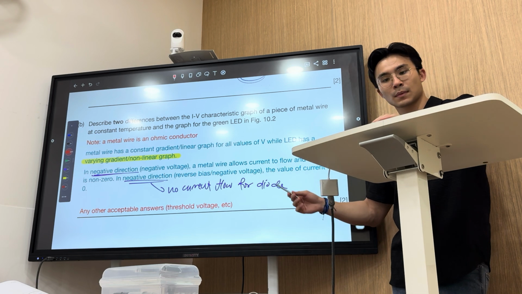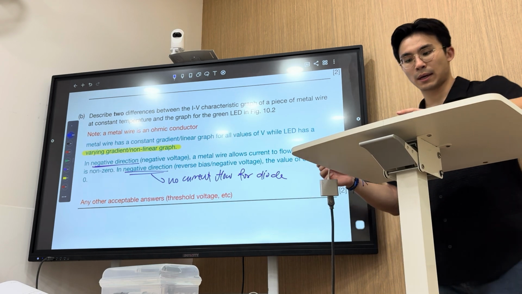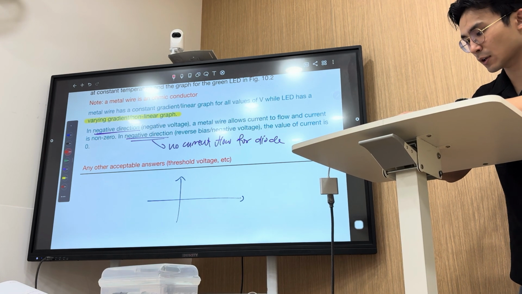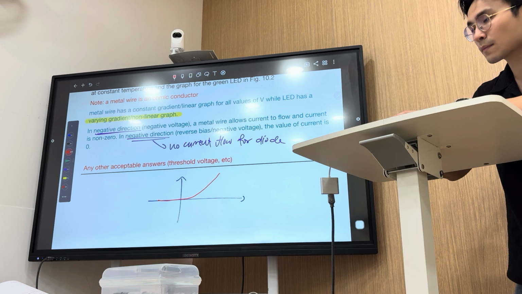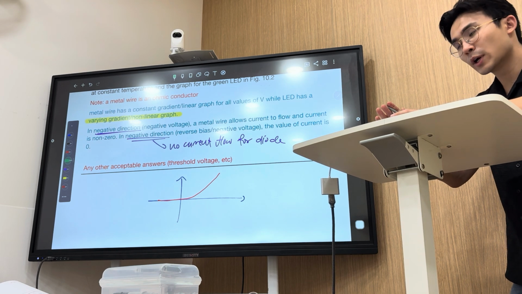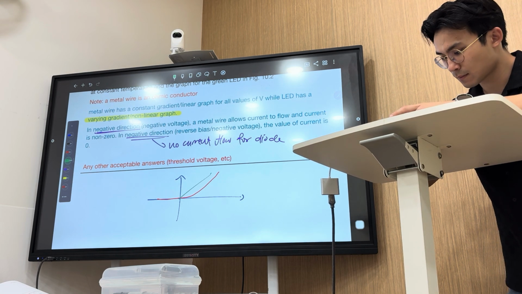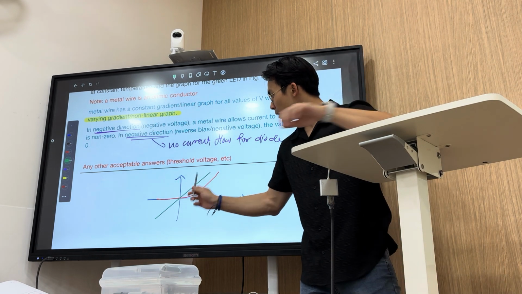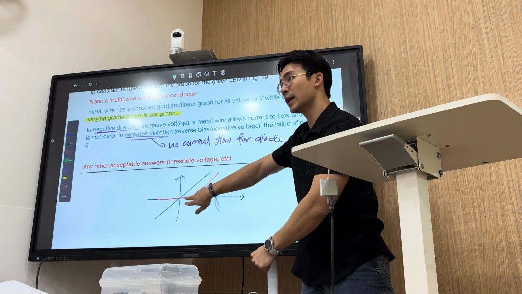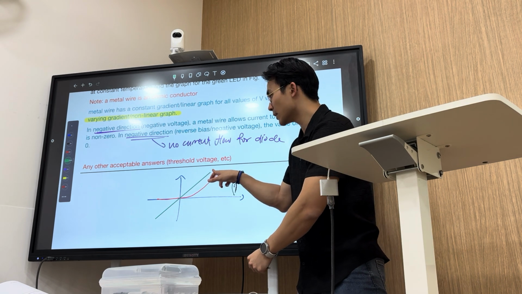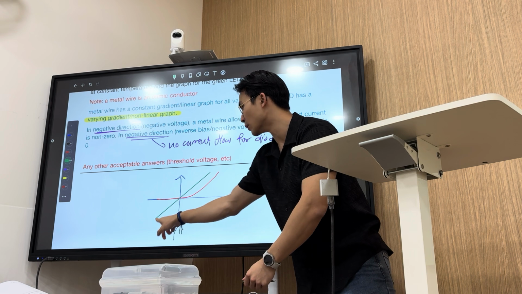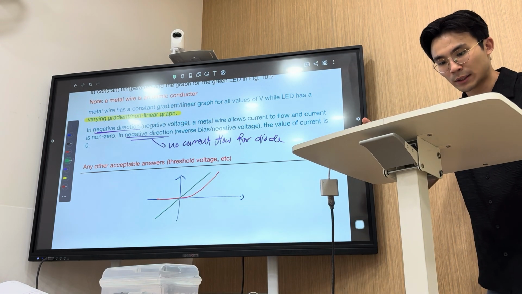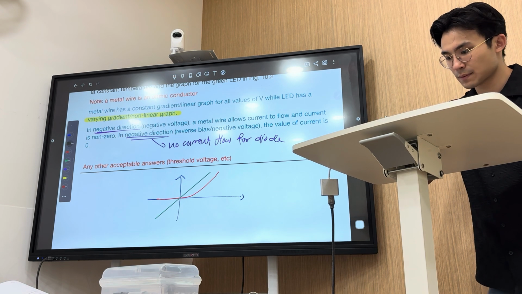This one. So your I-V graph for a semiconductor diode actually follows like this. Your ohmic conductor is like that. So in other words, the first difference is varying versus constant. The second difference is in the backward direction: this side can still flow, this side cannot. Your third difference, if you want to, is about threshold voltage here.